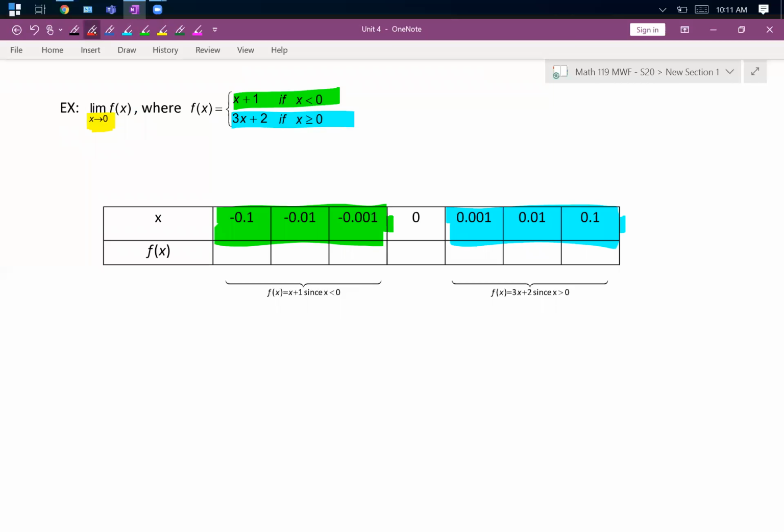And we'll plug in here. So as we're approaching 0 from the left, those are my numbers. So what would you say f of x is approaching over here? 1. It's getting closer and closer to 1. I agree.